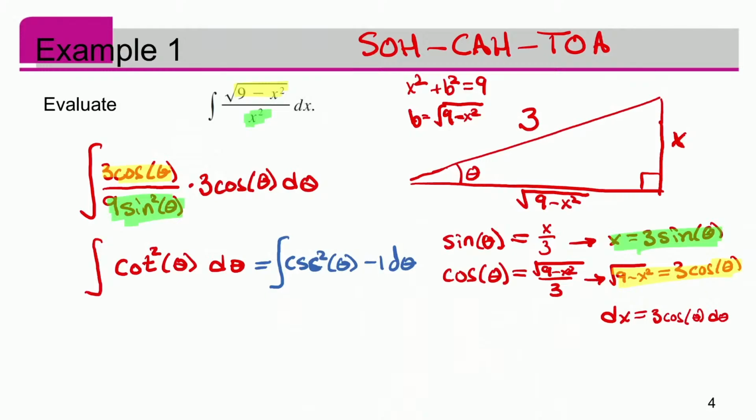I think I may need to change over to Notability soon because I am almost out of space. So this whole thing is equal to the negative of cotangent theta minus theta. Sorry, the theta looks bad, but there it is, theta. Plus C.